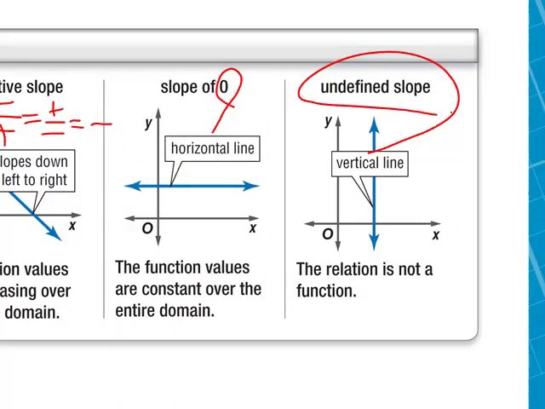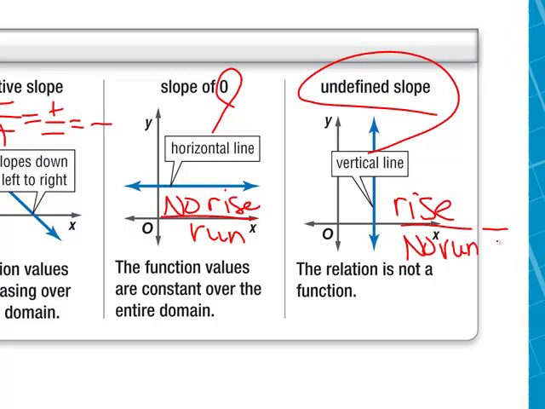We have no rise. That's okay. We still have a run. We definitely have a rise, but we have no run. We're dividing by 0. That's going to get us the undefined. Okay, so that's your concept.